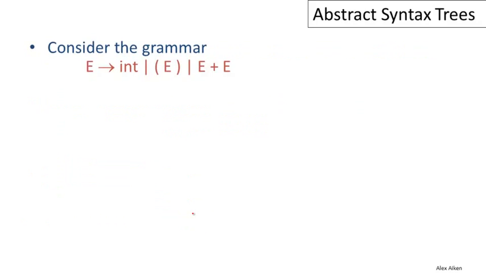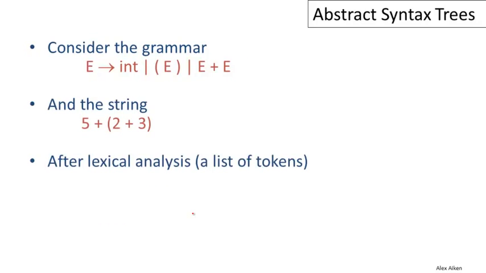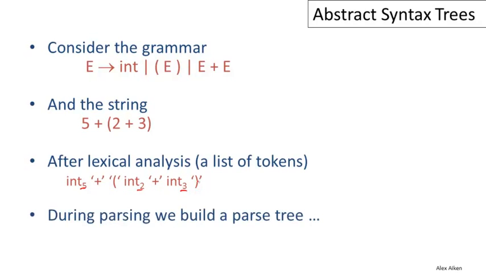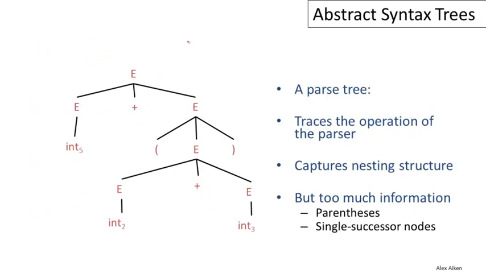So let's look at a grammar. Here's the grammar for plus expressions over the integers, and we also have parenthesized expressions. And here's a string. After lexical analysis, what do we have? Well, we've got a sequence of tokens, again, with their associated lexemes telling us what the actual strings were. And that gets passed into the parser, and then we build a parse tree. And here's a parse tree for that expression.